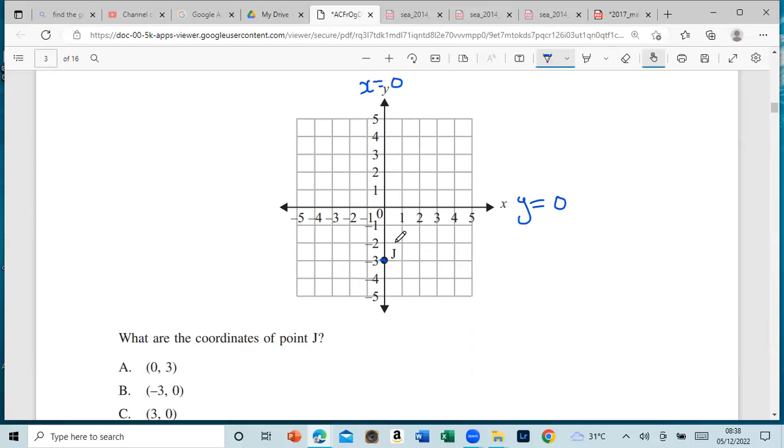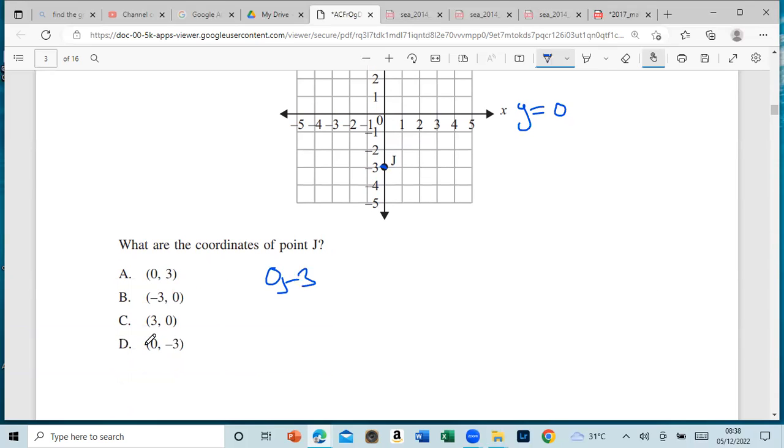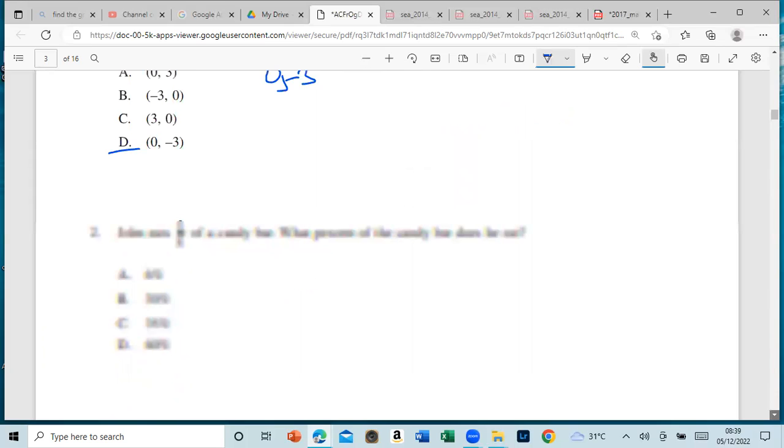So on this line, x is 0. Anywhere on the y-axis, x is always 0. So we know the x comes first, and it is minus 3. So our answer would be, I'm not seeing the answer, so it must be D.